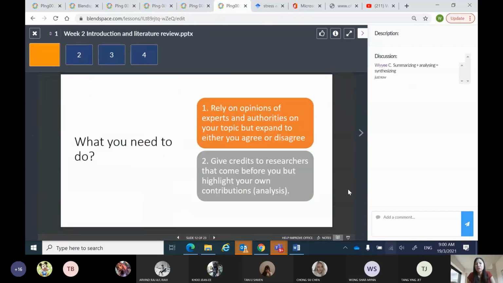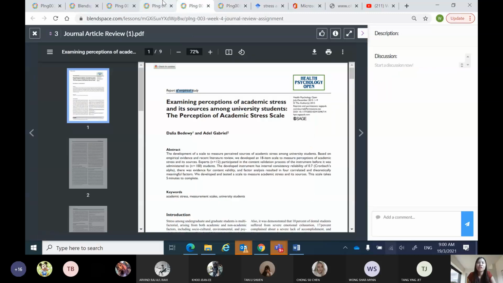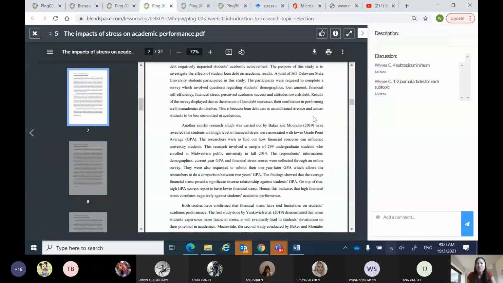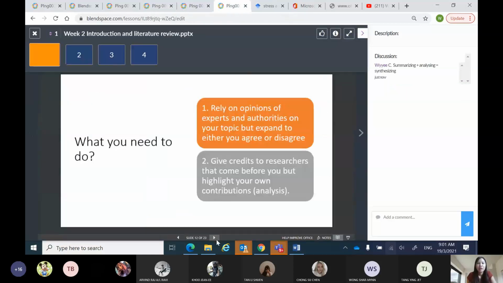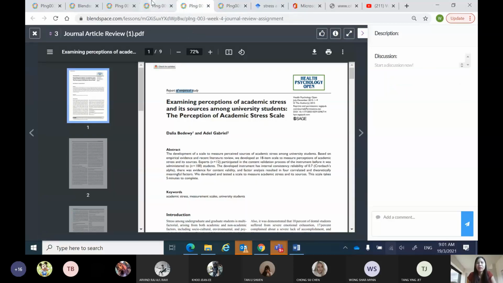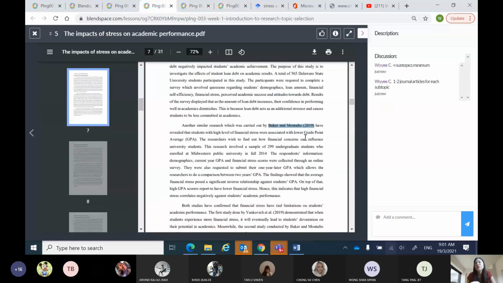You need to give credit to the researchers, and you need to highlight your own analysis or contribution. How do you give credit? You cite. And then you analyze; you give your own analysis, your own contributions. What does it mean? So this is the literature review.